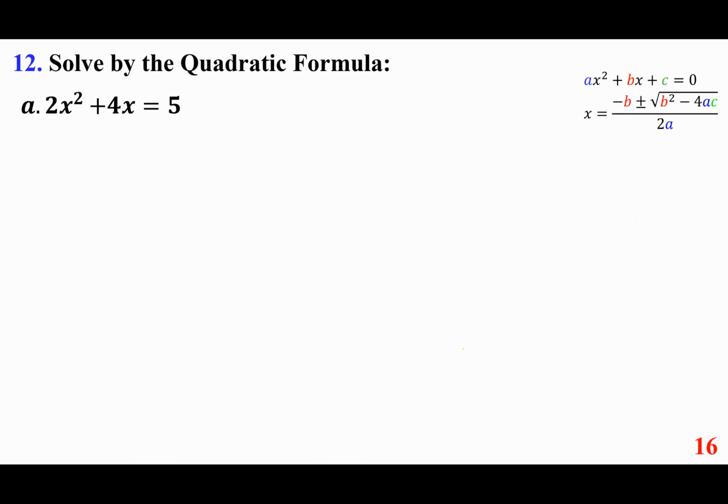So the quadratic formula is written on the right. Let me remind you of what we just did. To use the quadratic formula, it has to be in standard form, meaning you have to move the 5 first. After you do that, a is 2, b is 4, c is negative 5, and basically you plug it into this quadratic formula.